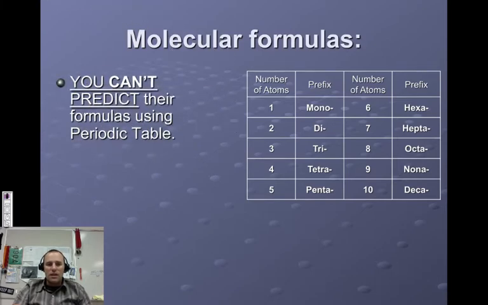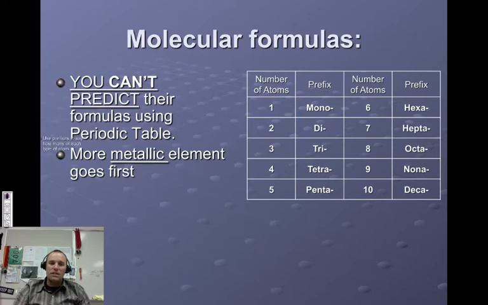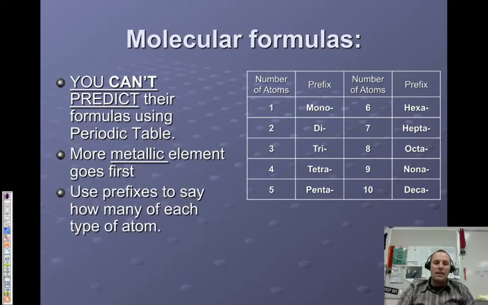You cannot predict their formulas using the periodic table like we did before. There's no charges, there's no Roman numerals. It's actually very simple, and you will appreciate this. It's so much easier than the other way of naming ionic compounds. The more metallic element goes first, so the one that's closer to the metals always goes first. Remember, they're all nonmetals, so it's the one that's closest to the staircase. And you use prefixes to say how many of each type of atom.